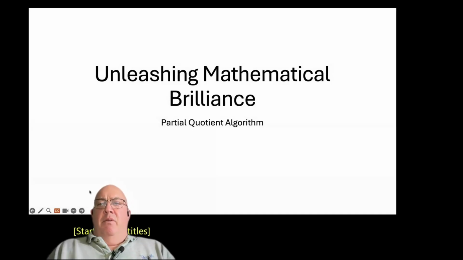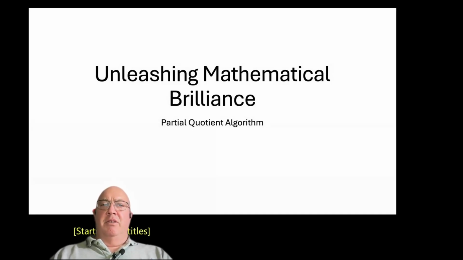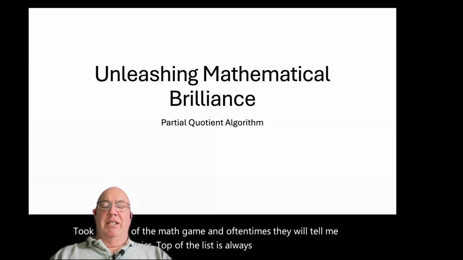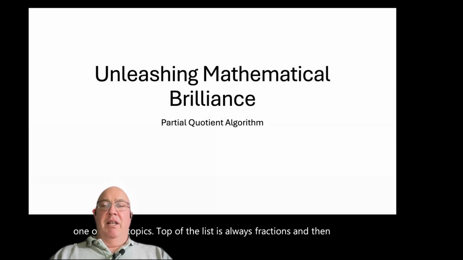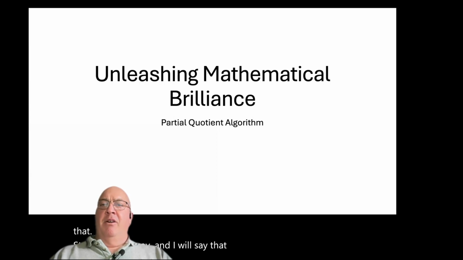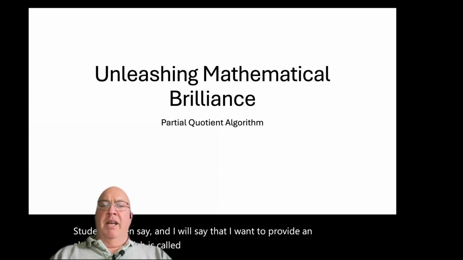So as I said before, when I talk to adult learners, high school students, and even middle school students, and I ask them what topic took them out of the math game, oftentimes they will tell me one of three topics. Top of the list is always fractions, then multiplication facts, and then long division is that third topic. I want to provide an alternative, which is called the partial quotient algorithm.